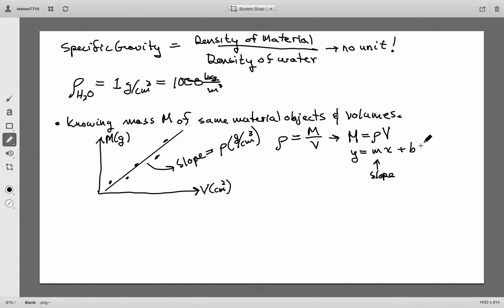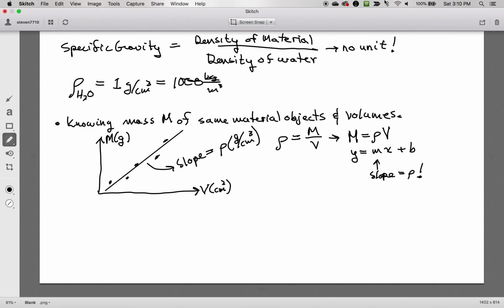It's going to look something like this, where you know the value of m and b. B should be 0, meaning it should go through the origin, but that's not a data point necessarily. So the slope equals the density. And so once you get the equation for your line, look where the slope's supposed to be. That number is your density, in this case grams per centimeter cube. That ends the theory section of this video.